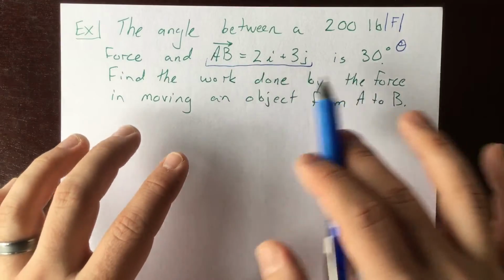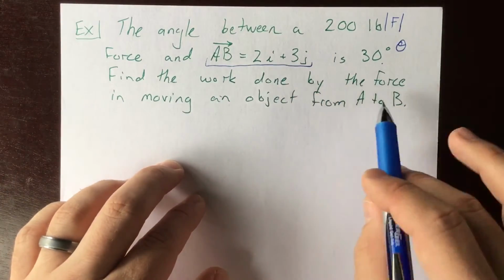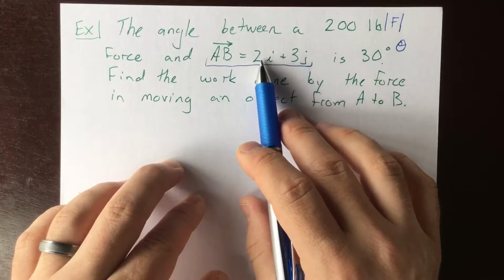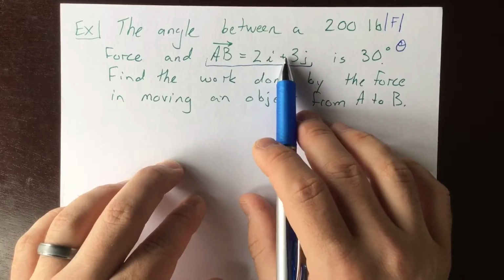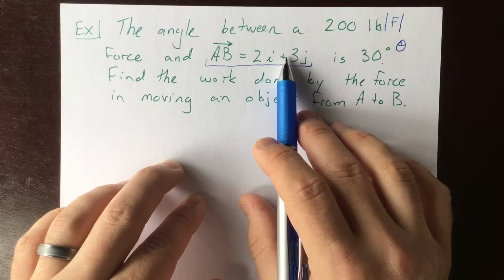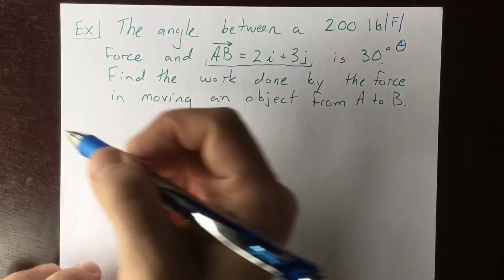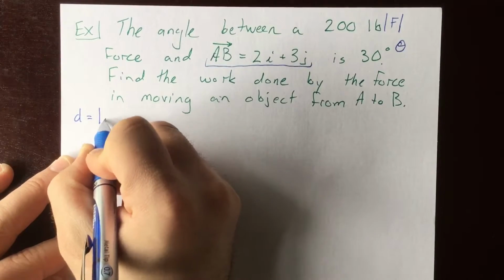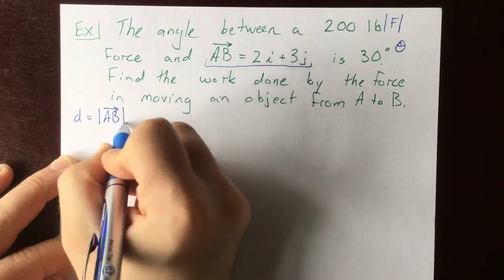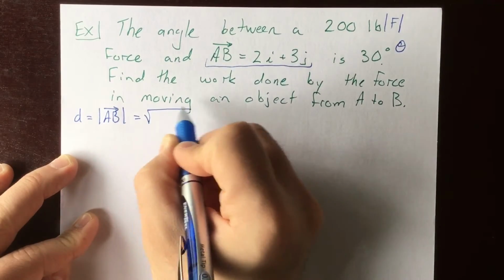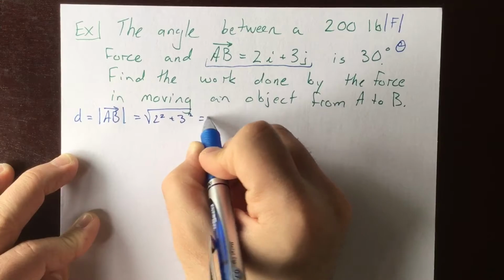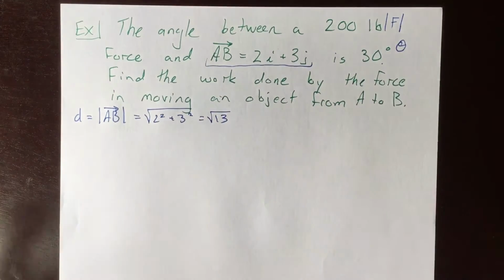Find the work done by the force in moving an object from A to B. So if I knew exactly the length of this vector, then I would have my displacement. We're going to say d here is really the magnitude of AB. That's the square root of 2 squared plus 3 squared. That's 9 and 4, so that's the square root of 13. Perfect.